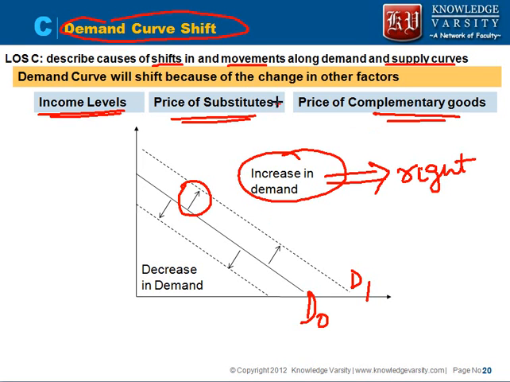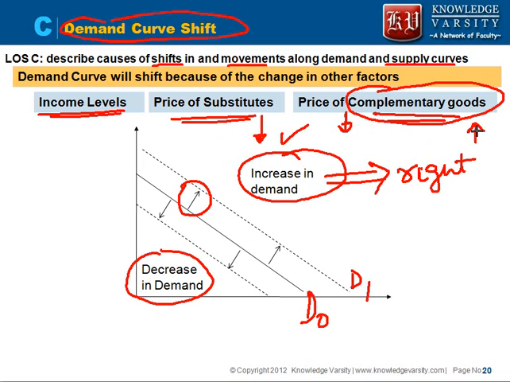When the price of a substitute increases, again you see an increase in demand. When the price of a complementary good decreases, you also see an increase in demand. Now, when income decreases, people are not able to afford the goods, so they will demand a lower quantity, so there is a decrease in demand. When the price of a substitute decreases, let's say coffee, there is a decrease in demand. If the price of a complementary good increases, say the price of milk increases, people will use less tea, so you will find a decrease in demand.